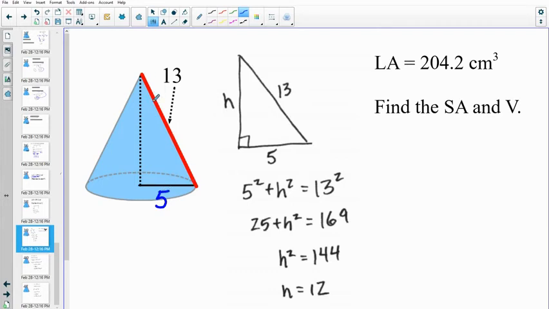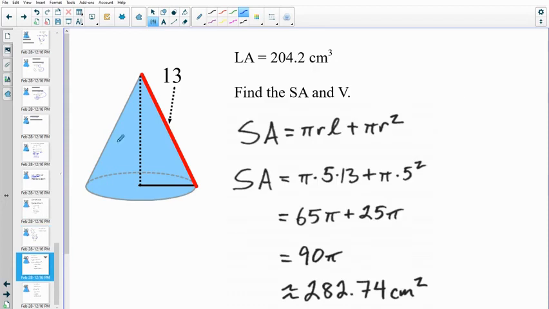The hypotenuse is 13. One of the legs is 5. A squared plus B squared equals C squared. In this case, 5 squared plus H squared equals 13 squared. I called H the height. And then plug them in the formula. 5 squared is 25. 13 squared is 169. Subtract 25 from both sides of the equation. And I get H squared equals 144. The square root of 144 is 12. And so the height of this cone must be 12.